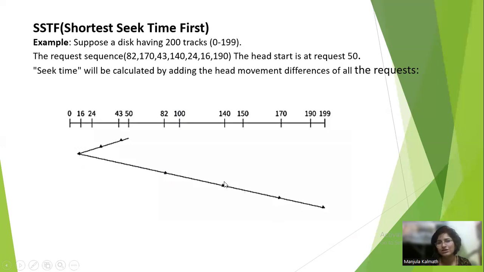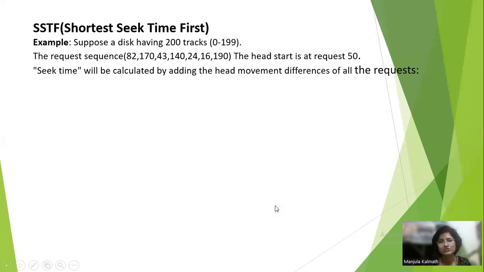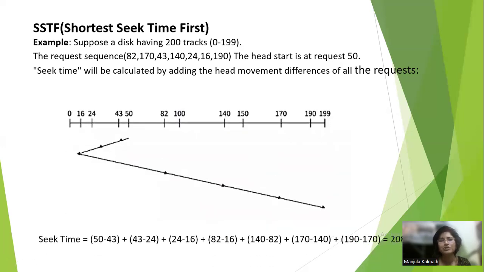And 170 is nearest to 140, and 190 is nearest to 170, and 199 is nearest to 190. So in this way, whichever is very near to the current position of the read write head, it goes on giving the service. So 50 to 43 means 50 minus 43, and 43 to 24 means 43 minus 24, and 24 to 16 means 24 minus 16.